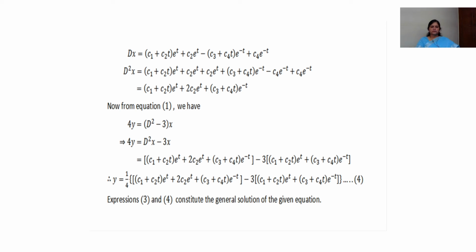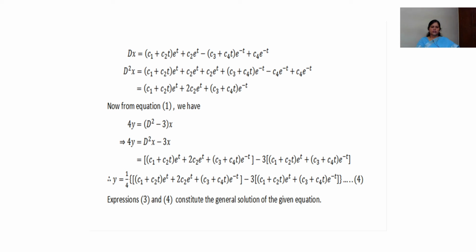Next we will go for minus of c3 plus c4 into t e to the power minus t. First you keep c3 plus c4 t as it is. Differentiation of e to the power minus t is minus e to the power minus t, so that's why this term becomes plus. Then we keep e to the power minus t as it is. If you differentiate minus c3 plus c4 into t, we get minus c4. So the fifth term is minus c4 into e to the power minus t. Plus the last term, if you differentiate in dx, we get c4 into e to the power minus t only.